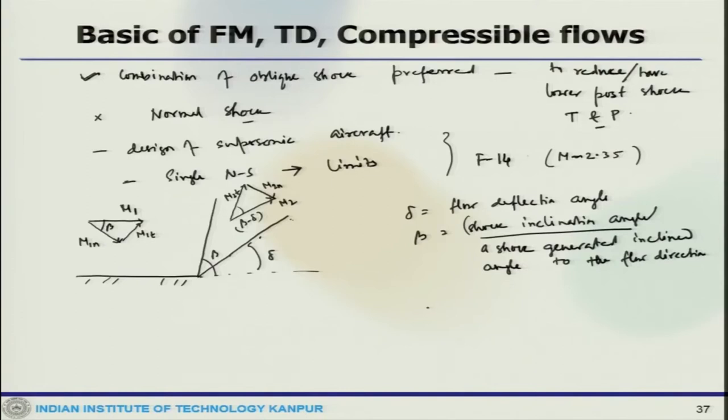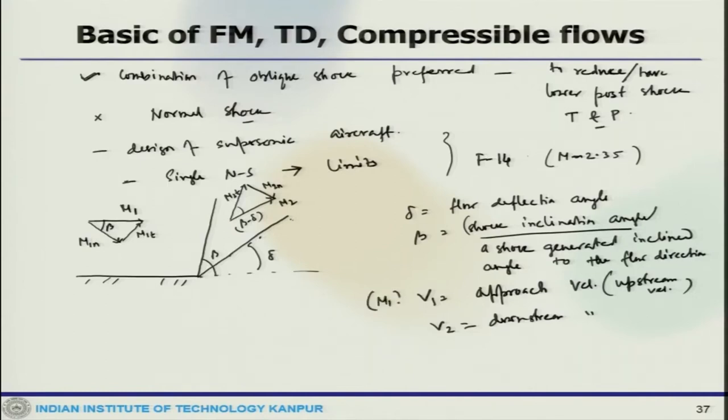Now, the flow approaches with a velocity V1, so this is the approach velocity, or one can say the upstream velocity ahead of the shock, and it turns through an angle delta, passing through the shock and leaving with a velocity V2. So, this is the downstream velocity, downstream of the shock. Obviously, V1 is associated with Mach number M1, this is Mach number M2, and there will be an angle beta minus delta with respect to the shock. The inlet and exit velocities can be decomposed into the normal component and the tangential component, where similarly we can have the velocity.